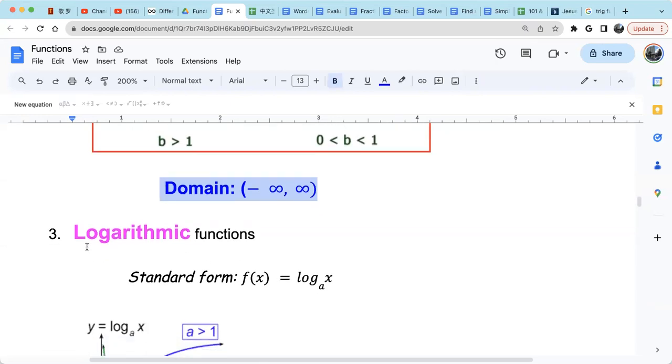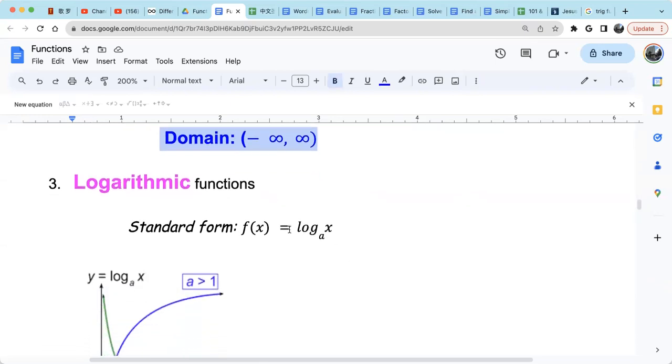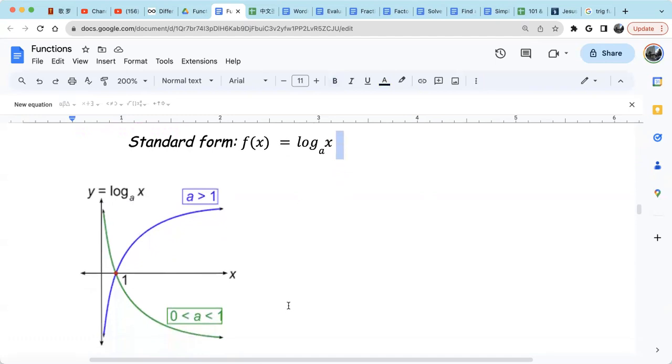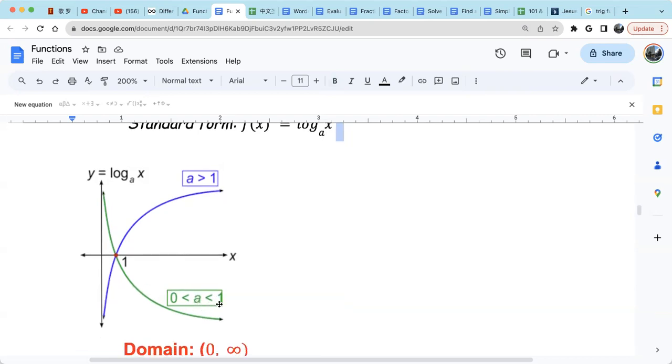The third type is logarithmic functions. The function looks like this: log with a base a of a value x, and x appears in the value. Log base a of x. And the graph looks like this. When the base a is greater than 1, we have this increasing function, the blue color. When a is a fraction less than 1 but positive, we have this decreasing function, the green graph.